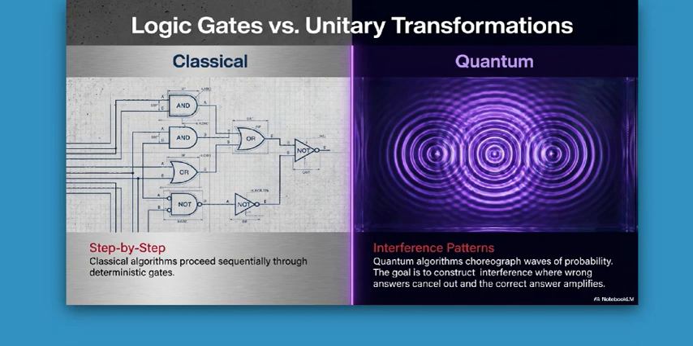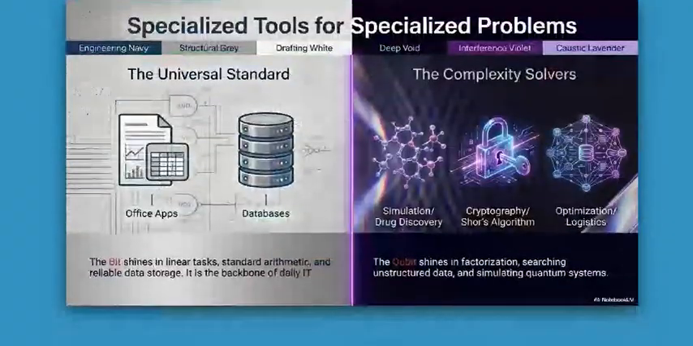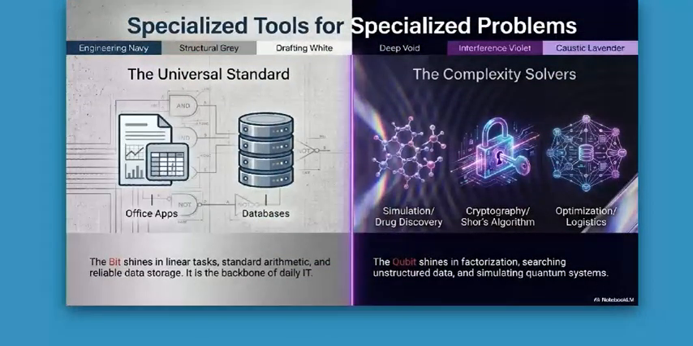But let's ground this for everyone. What do we actually use this for? Right, the practical application. We established that the bit is the universal standard for things like Excel and Instagram. Wow. But the qubit is designated as a complexity solver. What are the actual killer apps here?